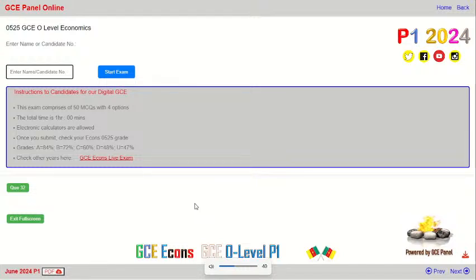In today's paper, you are looking at a revision of June 2024 Paper 1 Economics Ordinary Level.